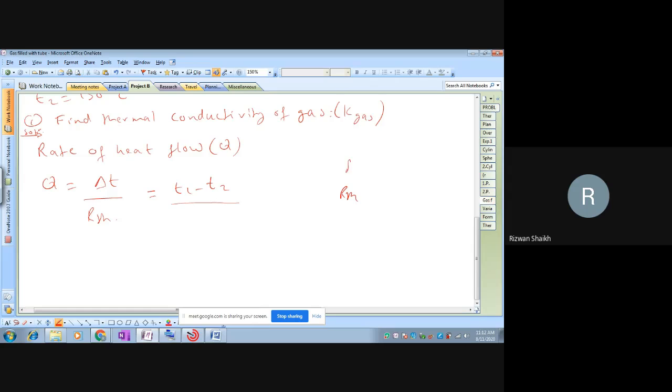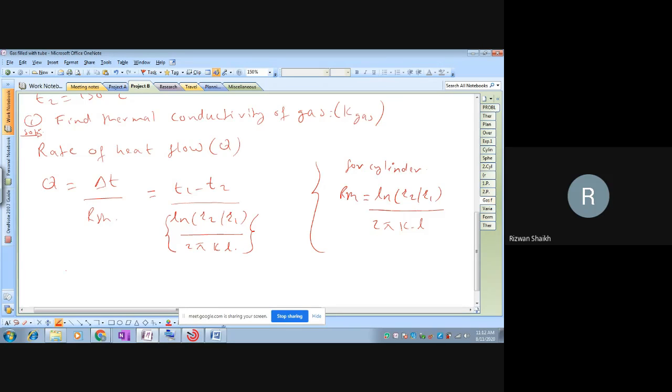RTH for cylinder. What is the formula for RTH for cylinder? I have given you all the formulas. So RTH for cylinder is ln of R2 upon R1 upon 2 pi K into L. This is the equation that we have to remember. So I can apply RTH for cylinder here as ln of R2 upon R1 upon 2 pi K into L. This is my RTH for cylinder.